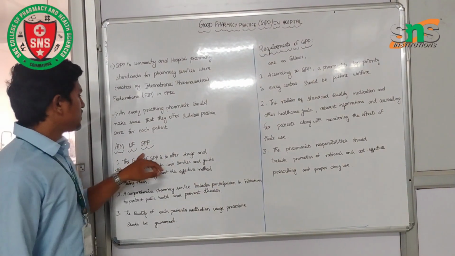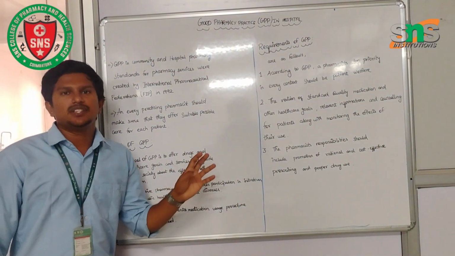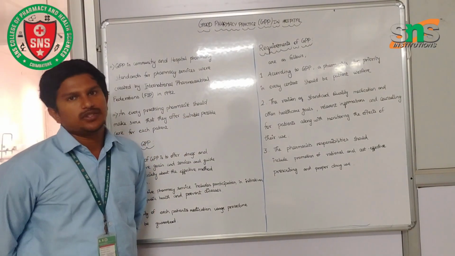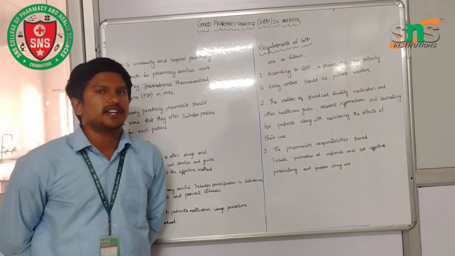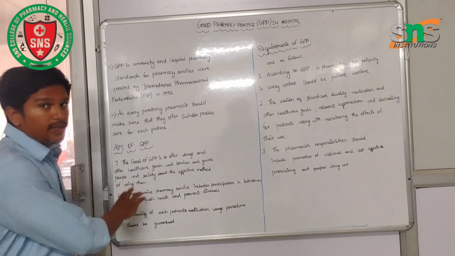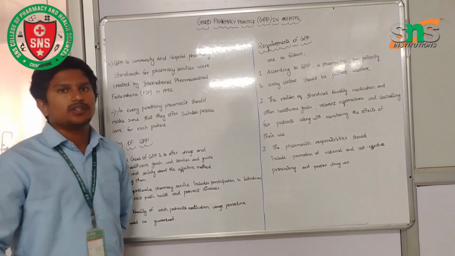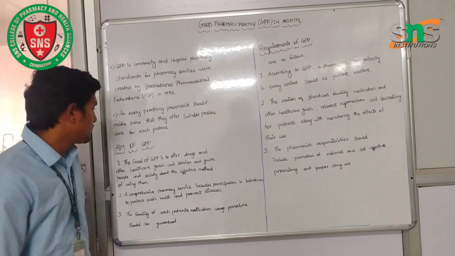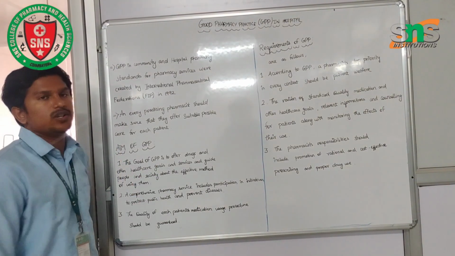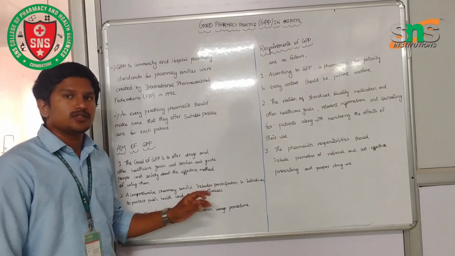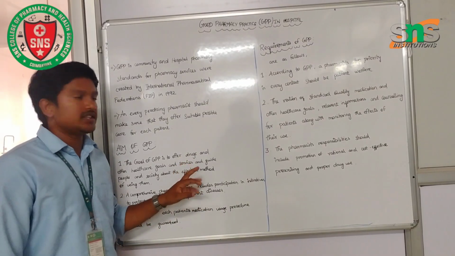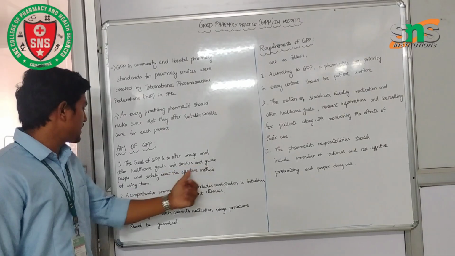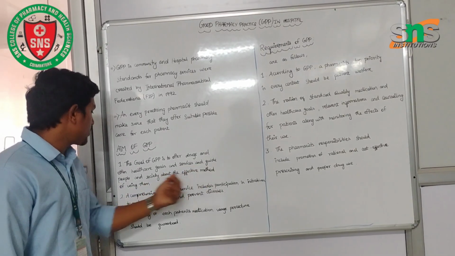Next, what are the aims of good pharmacy practice in the hospital? First we are going to discuss the aims, and then the requirements. The first one is the goal of GPP. The goal of good pharmacy practice is to offer drugs and other healthcare goods and services, and to guide people about the effective method of using them.